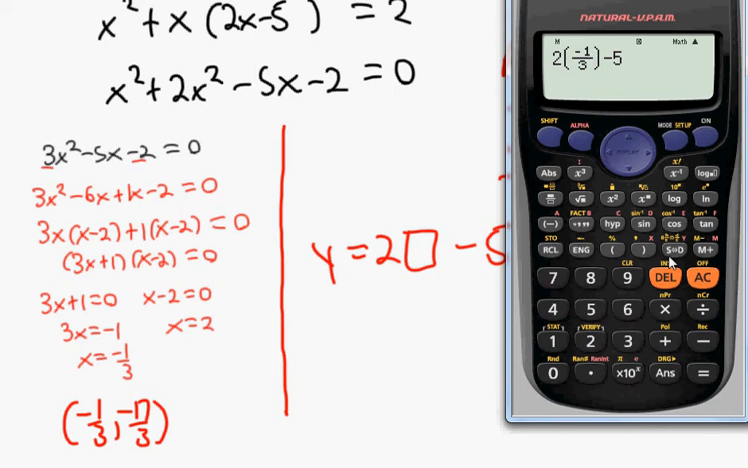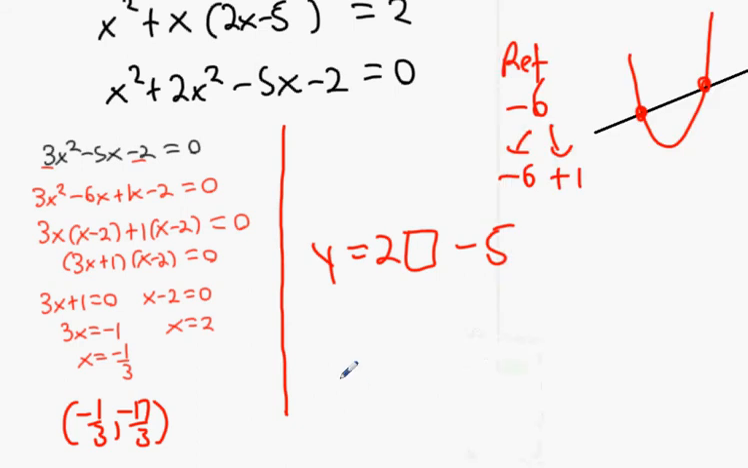What do I put in here instead? Somebody please tell me. What goes in here? 2. Because we have to try out 2 as well. And when we try that out, we get minus 1. Did anybody get those 2 points out? 2, minus 1 and minus a third, minus 17 over 3.